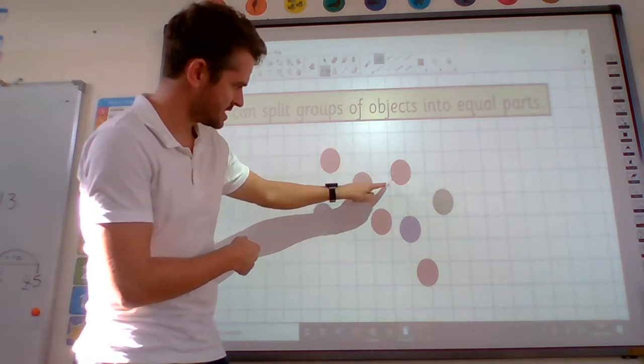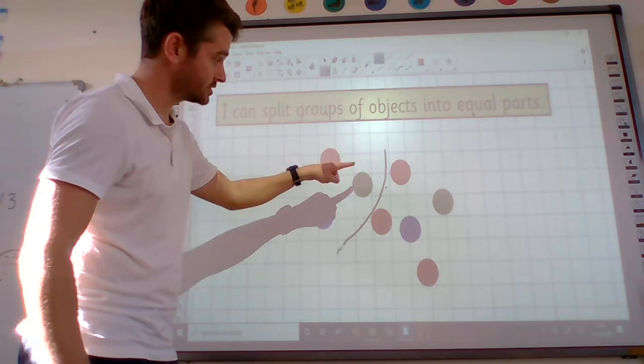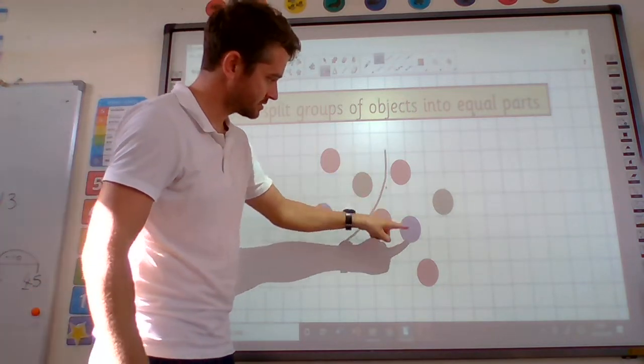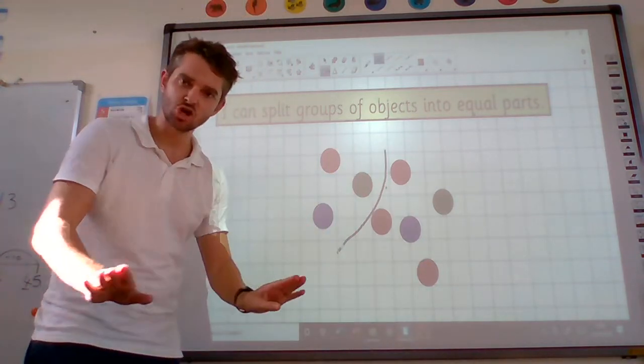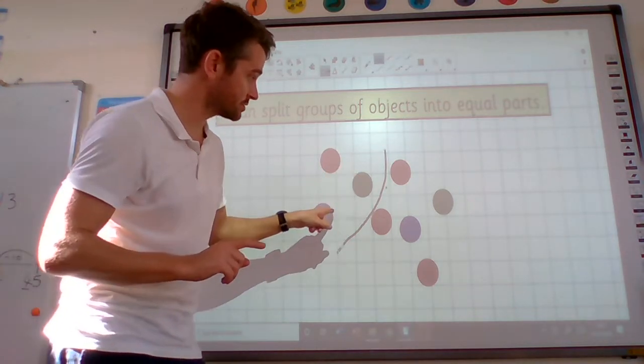If I try here, going to check. 1, 2, 3, 1, 2, 3, 4, 5. Not equal parts, but it has helped me realise what I need to do. 1, 2, 3.